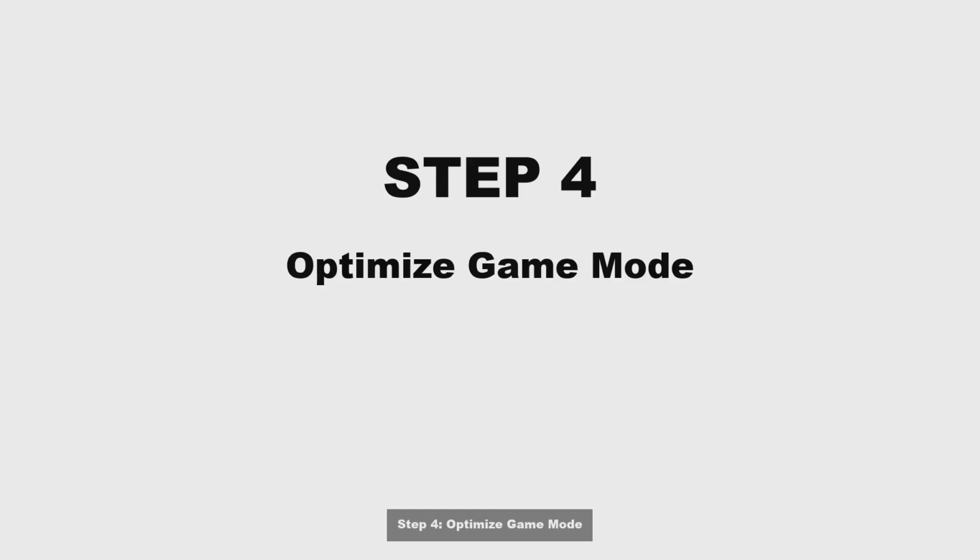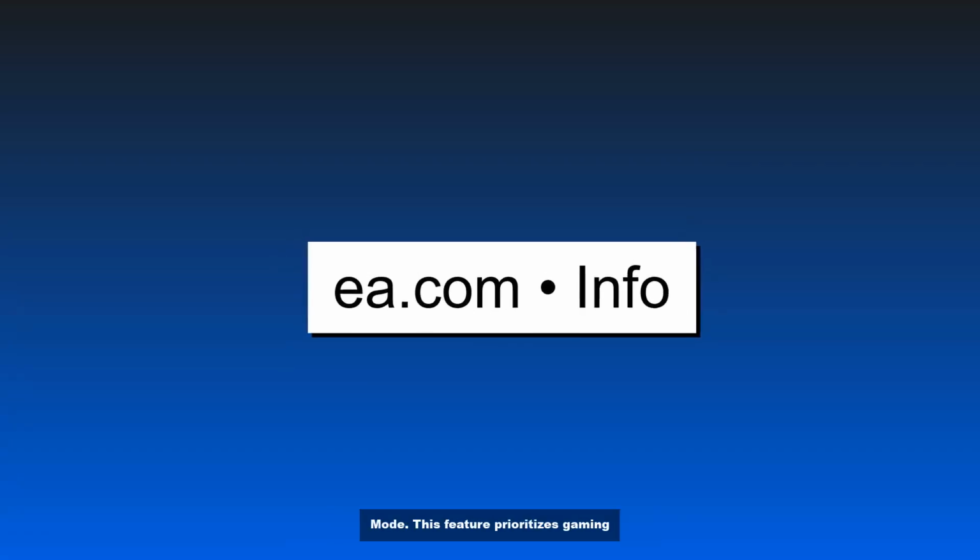Step 4. Optimize game mode. If you're using Windows 10 or 11, enable game mode. This feature prioritizes gaming resources and can help reduce lag and improve FPS during gameplay.